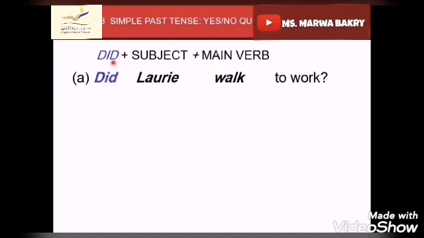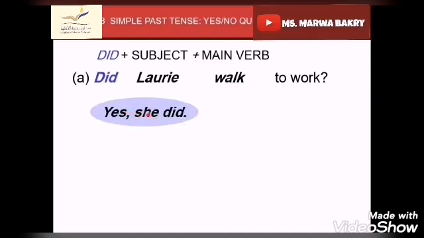The question consists of did plus subject plus main verb. Did Laura walk to work? Here we use the auxiliary verb did plus the subject Laura plus the verb walk. Walk here is the main verb. Take care, my students, again. We can't say did Laura walked. This is wrong, okay? The right way is to say did Laura walk. Walk, not walked.